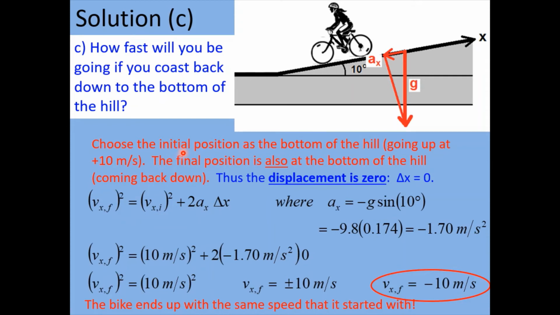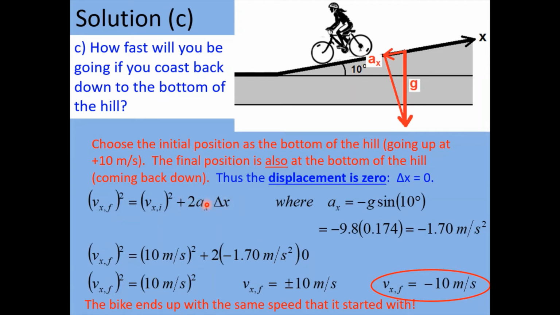Our initial position was at the bottom of the hill. Remember, we're going to start the problem over here. She's going up the hill, stops, turns around, and comes back down the hill. So our initial position, which is down here, is the same as our final position. So the net displacement of the rider is 0. If she starts down here and ends up down here, she basically hasn't gone anywhere. Her delta x is equal to 0. So this last term in this equation is 0 because delta x is 0.